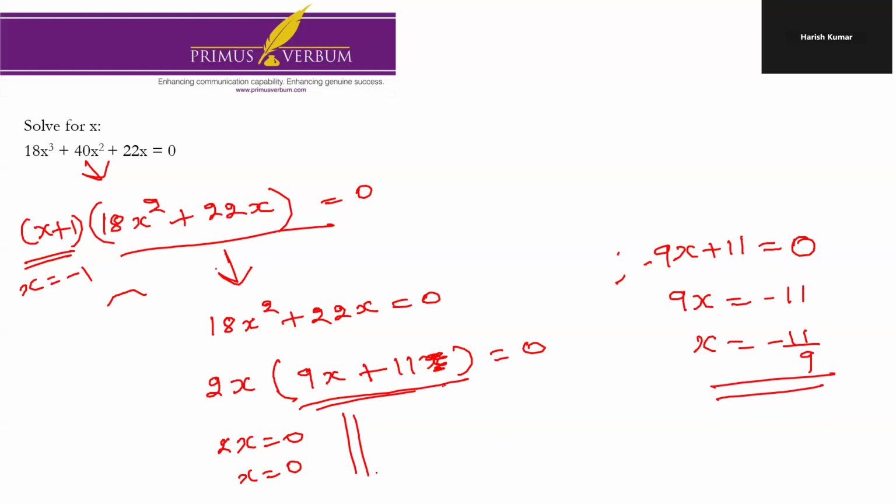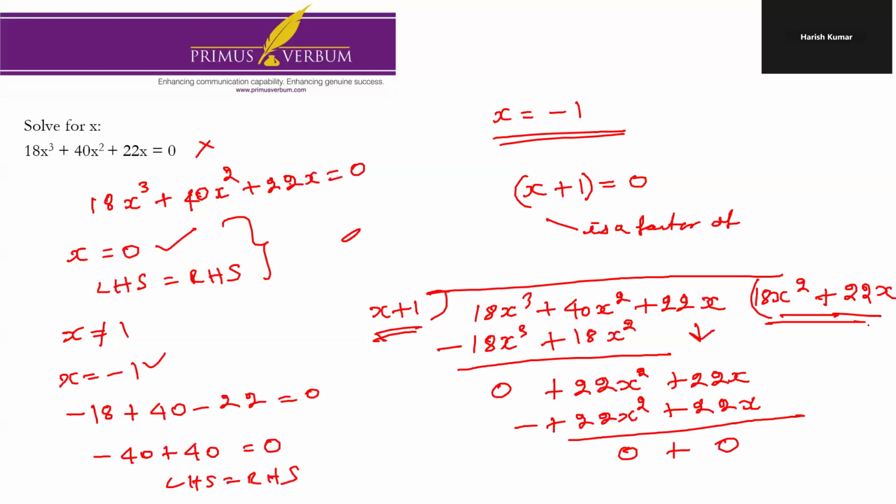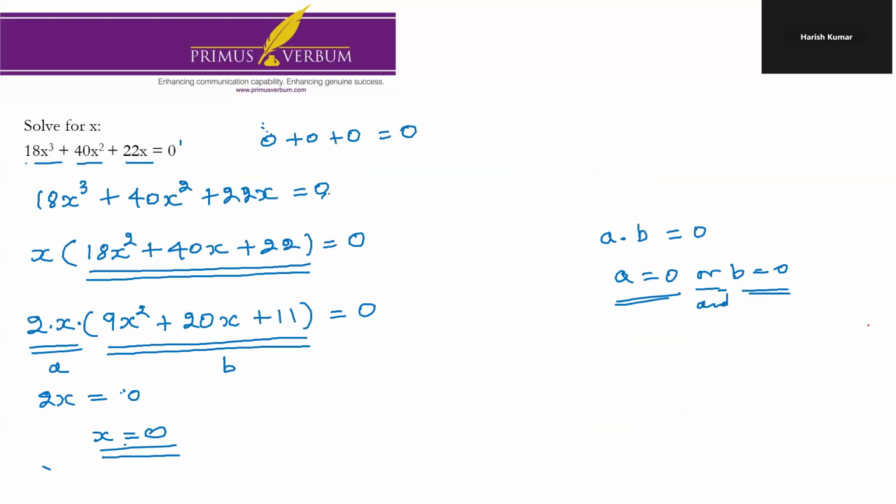So x is equal to 0 is one. X is equal to minus 1 is another solution, or we can say it is one of the roots of the equation. And the third solution is x is equal to minus 11 by 9. So since it's a cubic equation, we have three solutions. And this is cool, and we see how this method differs from the previous method that we used to solve.